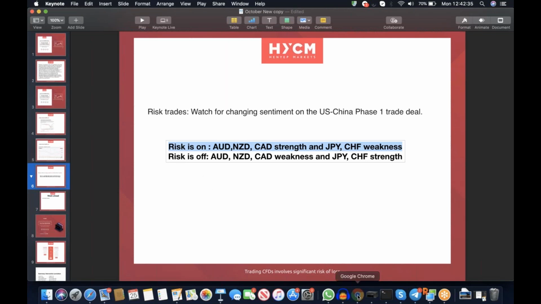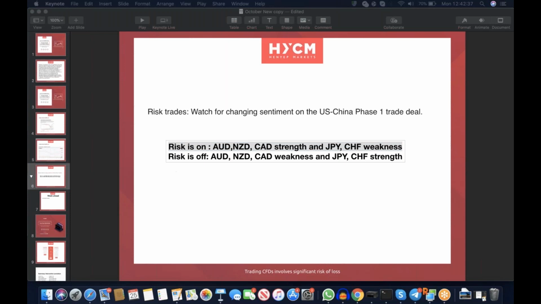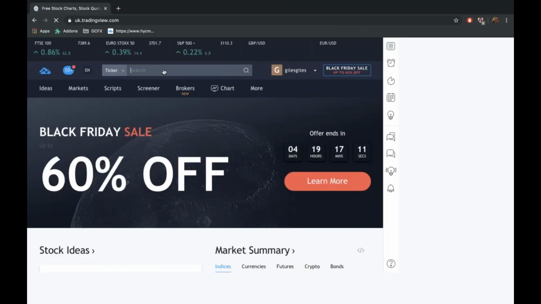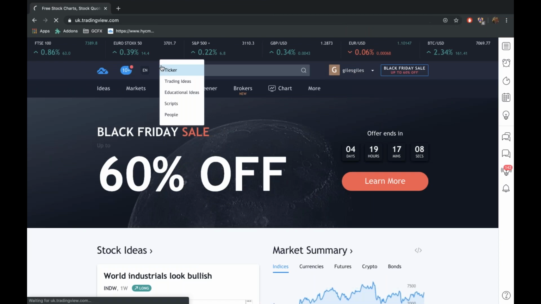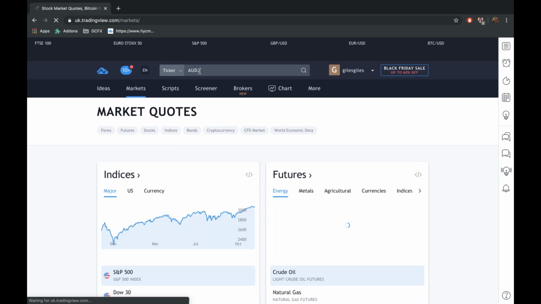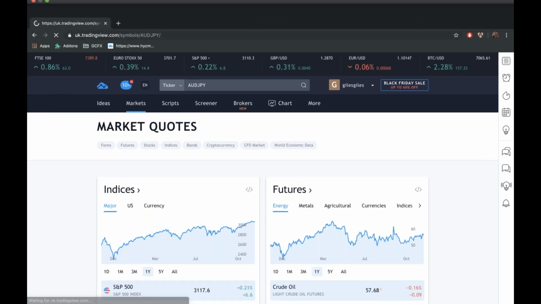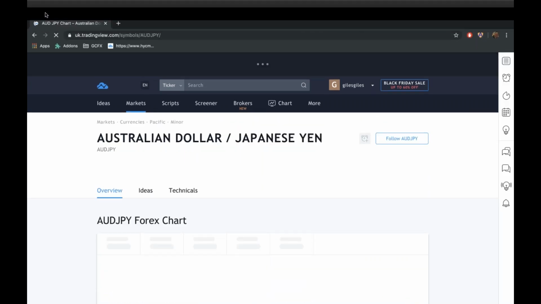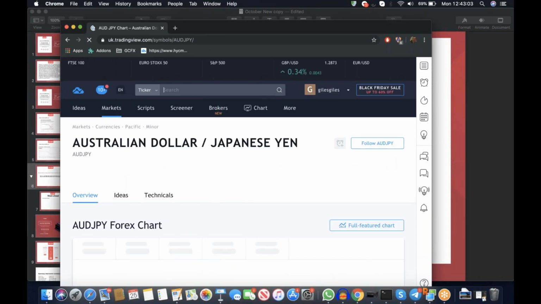I'll just drag over a new chart. Right, here we go. I'll just show you Australian dollar, Japanese yen. So it's a typical risk currency. Australian Japanese yen.